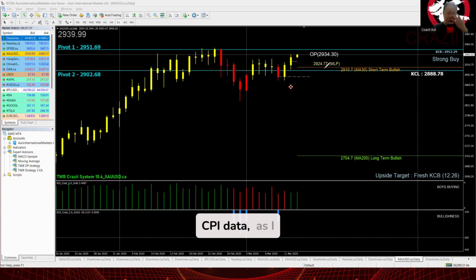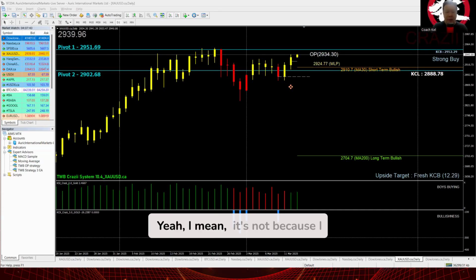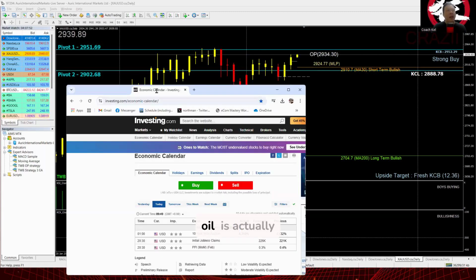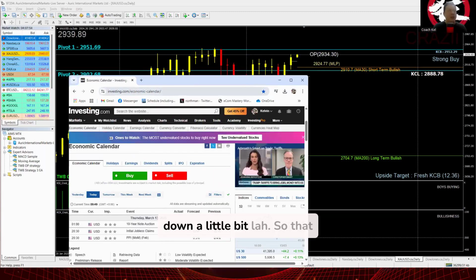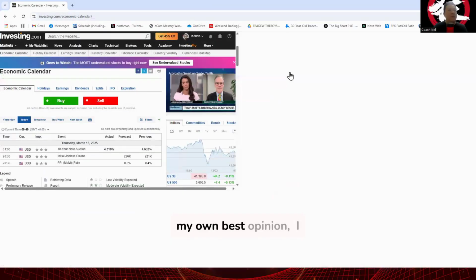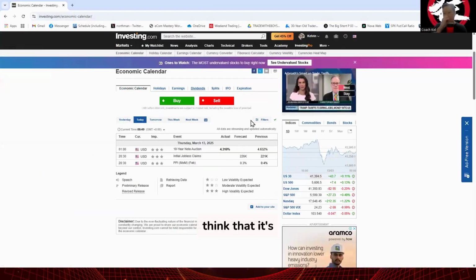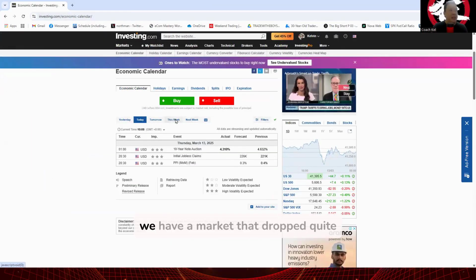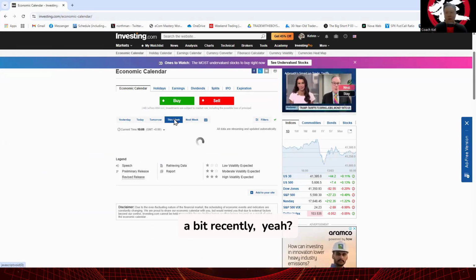Now yesterday's CPI data, as I predicted, was lower than expected, right? It's not because I have some people inside the market, but because I know that with the market collapsing like this, they'll find a way to make the market look good, okay? And of course, we all know that crude oil is actually down a little bit, so that gives a bit of reason for that. But in my own best opinion, it's seriously just because we have a market that dropped quite a fair bit recently.